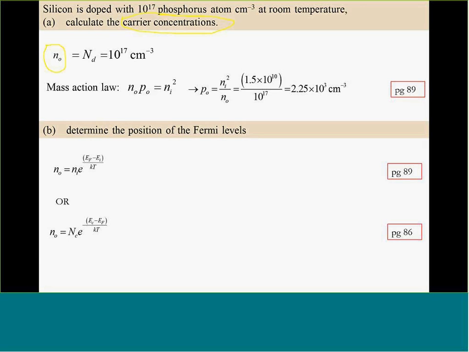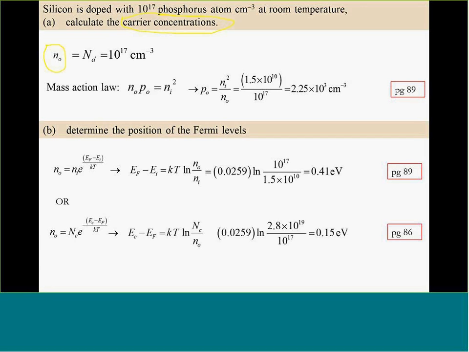So I guess you just use your natural log and you get the number, or you just use this one to get the number. So you look at this one, yeah. Of course, it should have different values because one is measuring the EF minus EI, and the other one is EC minus EF. So both are acceptable because we have already an indicator from where to measure, either from the E intrinsic or from the E conduction band edge. So both you can use.